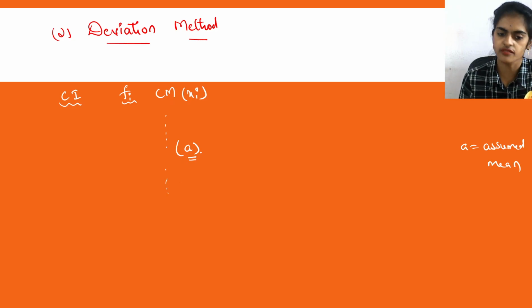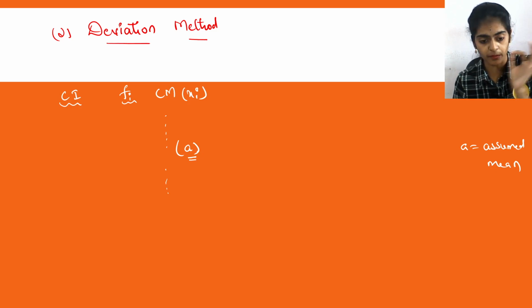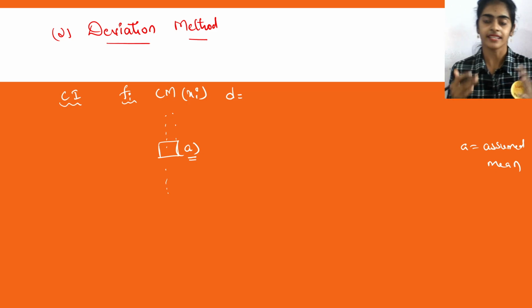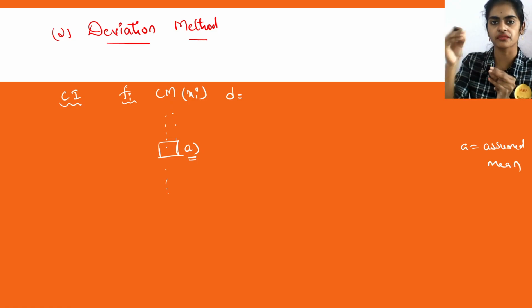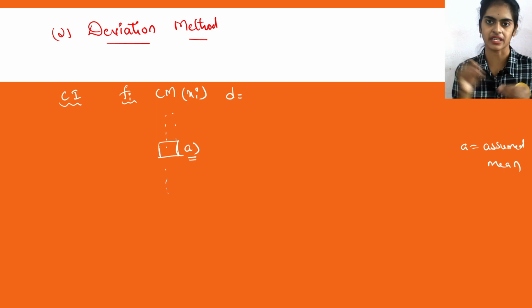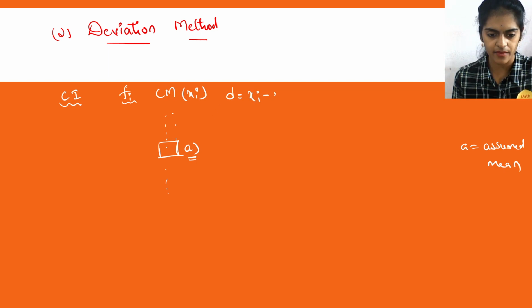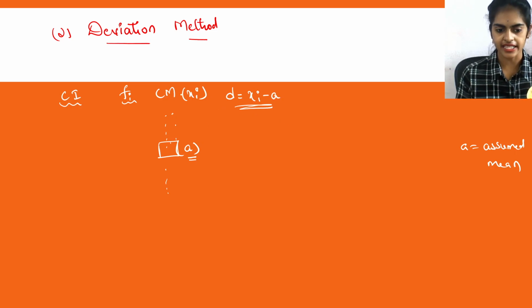After choosing this value, you are going to subtract this assumed mean from each of the xi. That means I am finding the deviation. You're just subtracting and seeing how much the mean is deviated from each of the class marks. How much is it less or how much is it more? How much is it deviating from my class mark? So that is nothing but xi minus a we are finding. From each xi you're subtracting a.